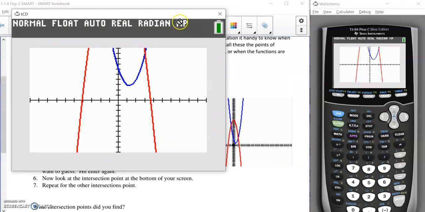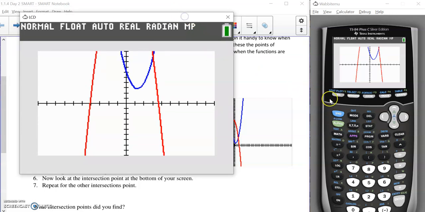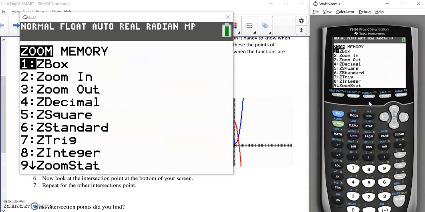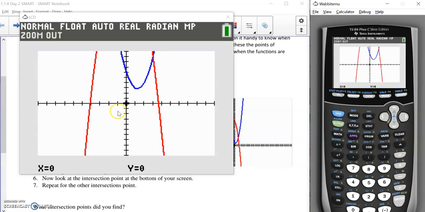So what we want to do is go ahead and hit the zoom button. And this will allow us to move around on the graph and get a closer look. So I'm going to go ahead and hit zoom out. If I hit zoom out, it'll show us more values. I'll hit enter, and you'll notice there's a little cursor here. We're going to go ahead and move that up. I have to press this button a good amount of times. We want to move it up to be by the blue parabola, and that way it'll zoom out at that section of the graph.